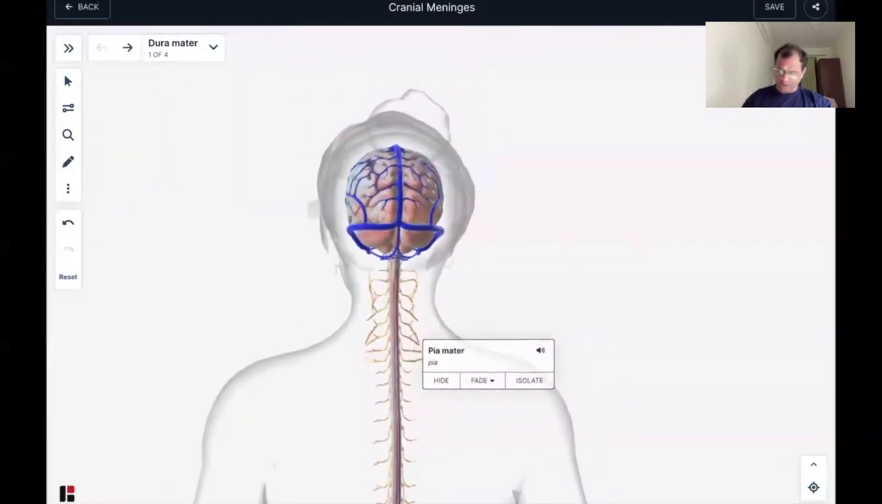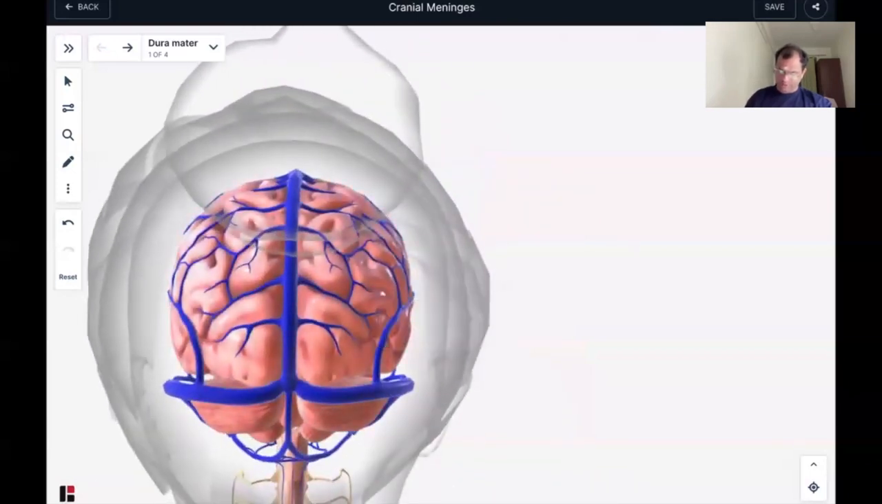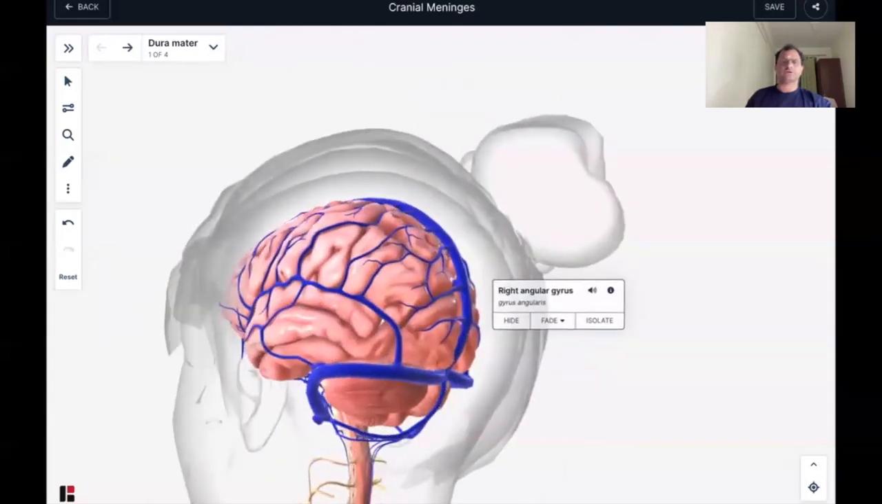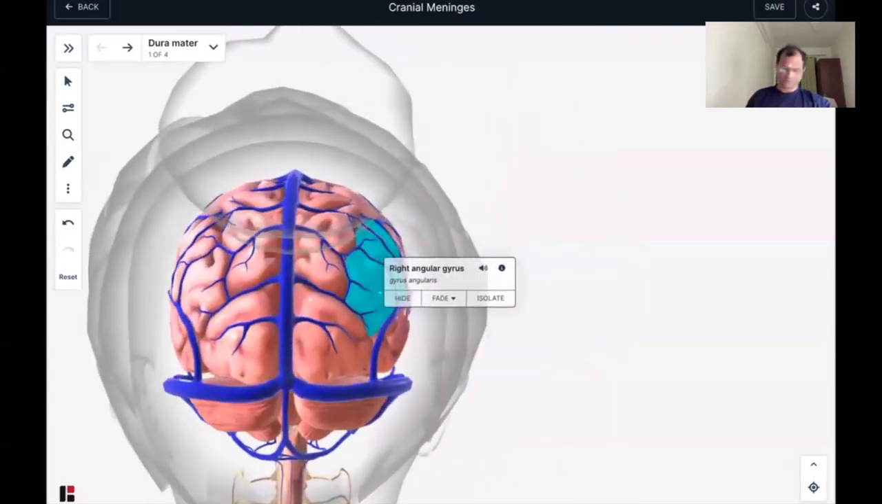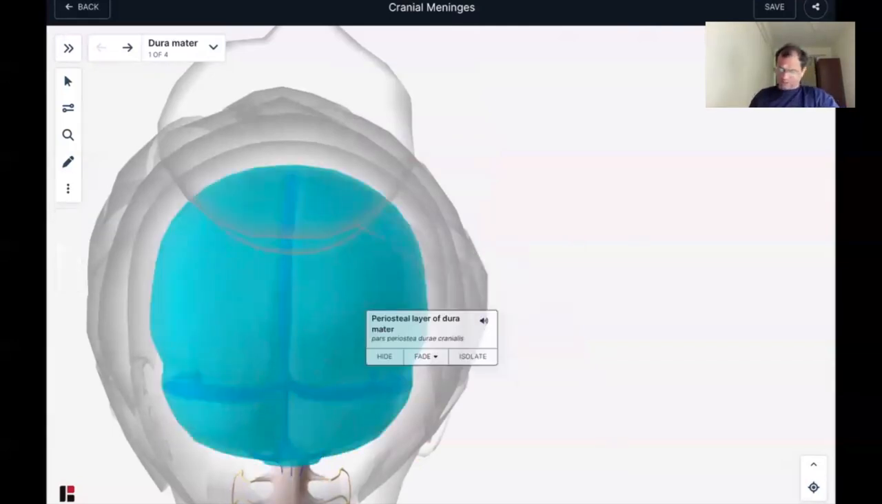So DAP. Let's remove this. Let's remove pia matter, 1, 2, 3 removed. What is that? Now brain. Okay, fine. So now let's go back. Okay, this is the outermost layer of the skull, the dura mater.